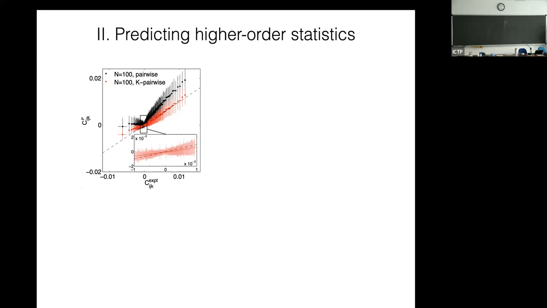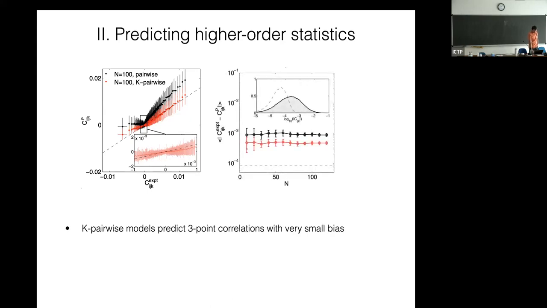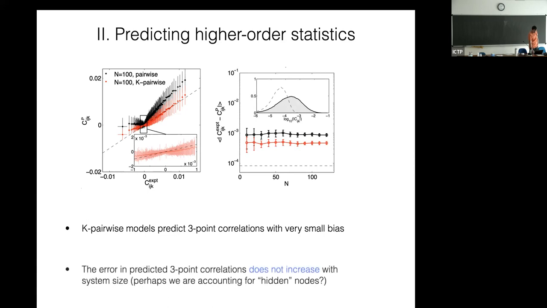And the k-pairwise model, the one that has the global constraint, is actually doing a much better job. It's not perfect. There is some deviation for the negative three-point correlations, but it's definitely much better. So the bias is very small, and maybe I skip that. The point of that is that your error in three-point correlations is actually not increasing with the system size. As you take more and more neurons, you're making an error, but the error is flat.